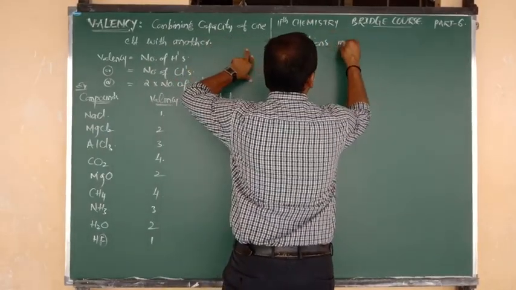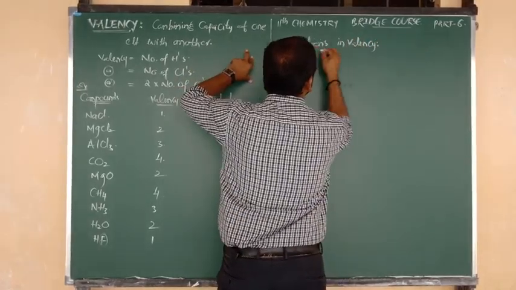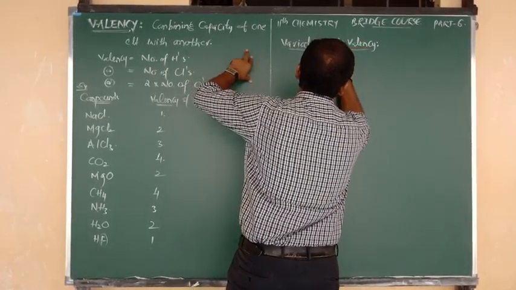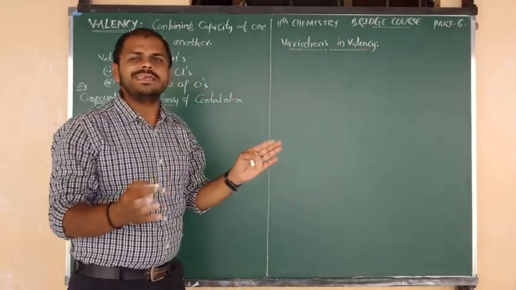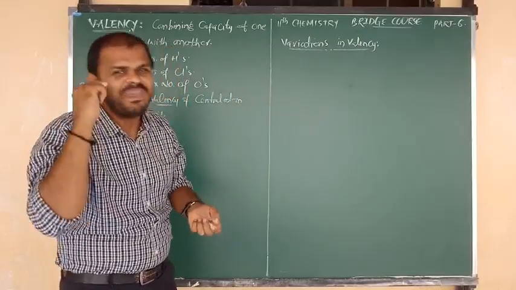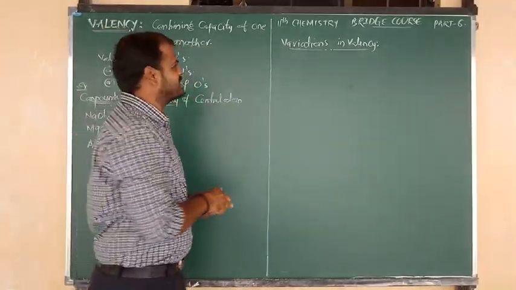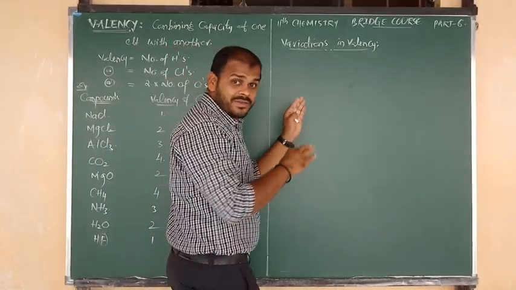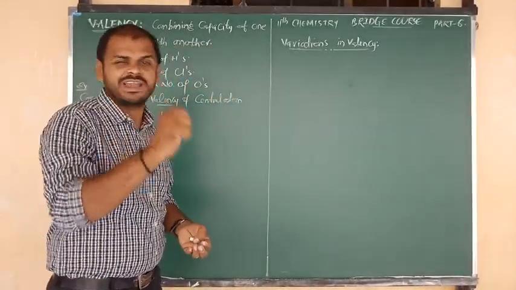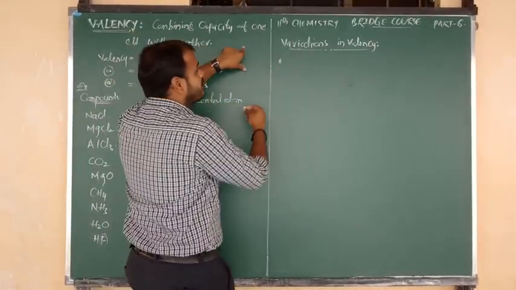Variations in valency. What is meant by variations? Variations are nothing but changes. So what are the changes we can see in the valency factor, in groups and in periods? That is the main point of valency. I am going to show you these variations in 4 to 5 forms. Try to catch each and everything. First of all, I am going to write here.